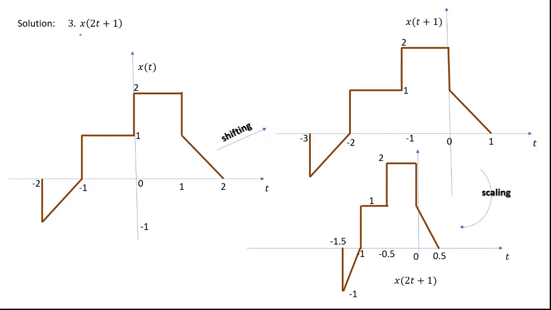Now last question, let us try to sketch x(2t plus 1). Here we can see there is a shifting as well as scaling operation. First we do the shifting operation, which is x(t plus 1), and then we move to the scaling operation to obtain the final answer. We will continue our discussion. Thank you.